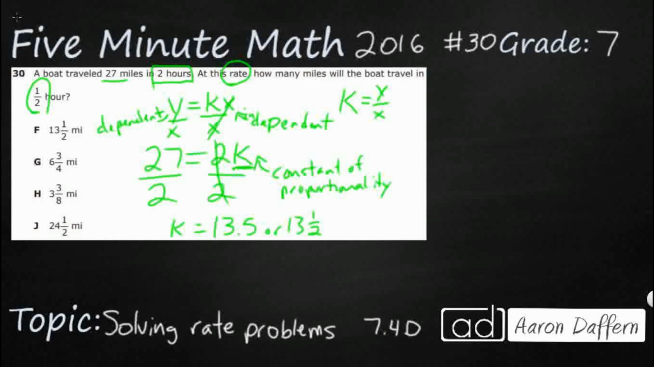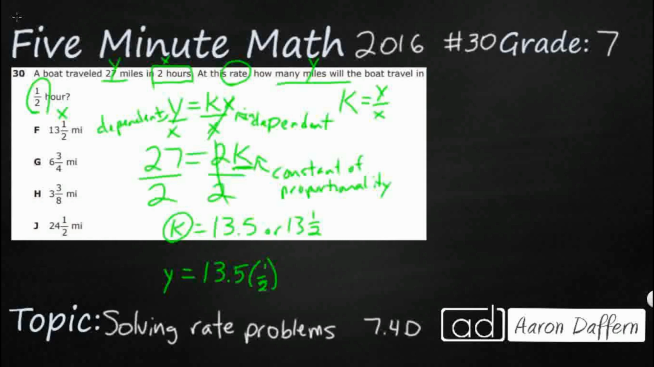Show it both ways. Now, how does that help me? Well, I want to figure out how many miles the boat will travel. Remember, my miles is my dependent variable. So I'm going to say y equals, I now know my constant because I'm keeping the same rate, 13.5. And then I know that I traveled in half an hour. So that's my x. That is my independent variable. So I'm just going to do it by a half. And so I just need to multiply 13.5 times a half.